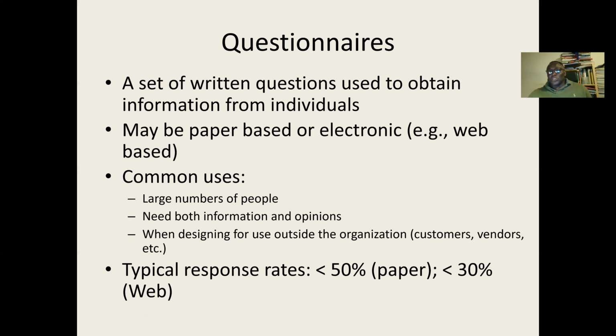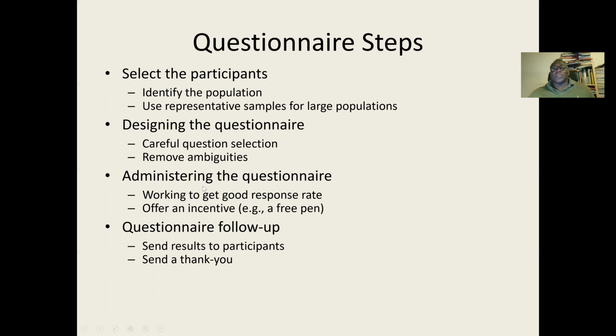Next is a set of written questions used to obtain information from individuals. This can also be called surveys or questionnaires. They may be paper-based, or nowadays most surveys are by email or web-based. Common users can be a large number of people, and you need both information and opinions when designing for use outside the organization. We can typically expect a response of less than 50% for paper, and for email or the web less than 30% approximately.